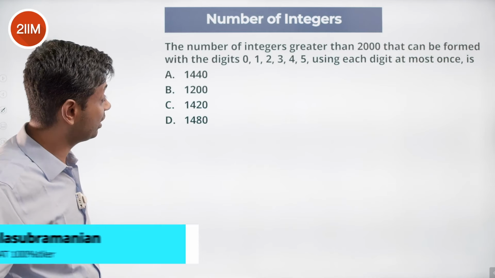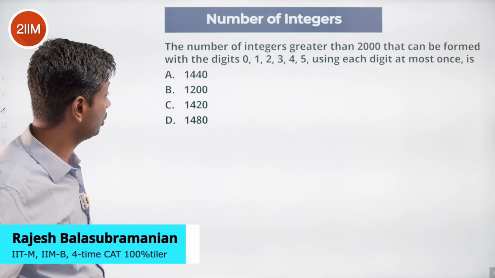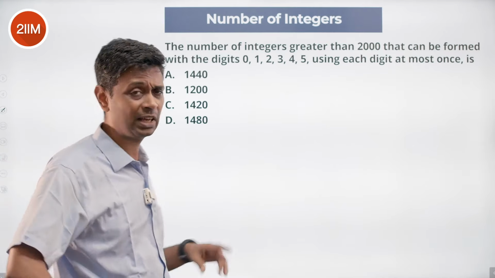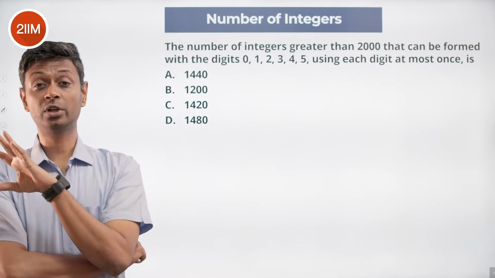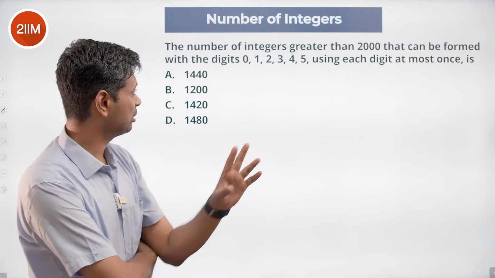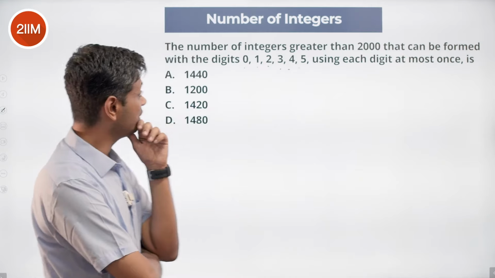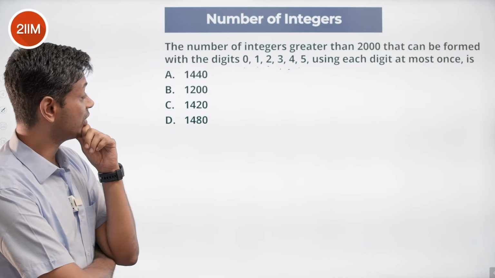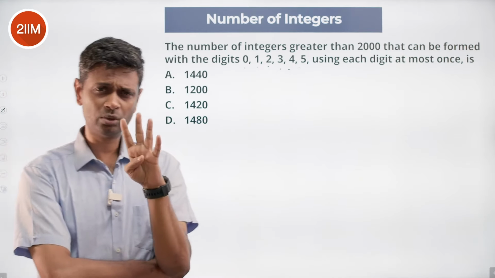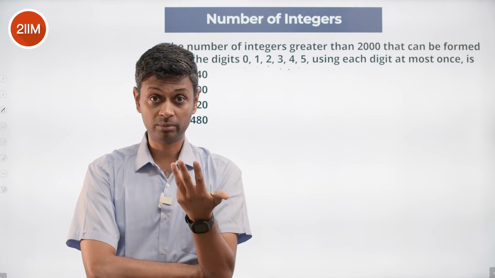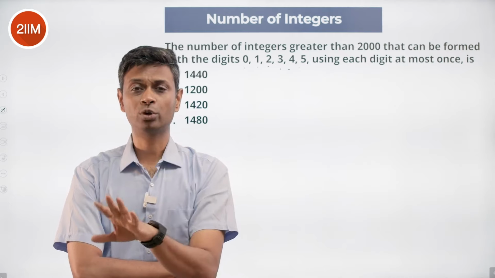The number of integers greater than 2000 that can be formed with the digits 0, 1, 2, 3, 4, 5, using each digit at most once, that means no repetition. So maximum we can form 6 digit numbers. Using these 6 digits, we want to find all integers greater than 2000. 2000 is a 4 digit number. We are basically counting all 5 digit numbers, all 6 digit numbers, and then some 4 digit numbers.